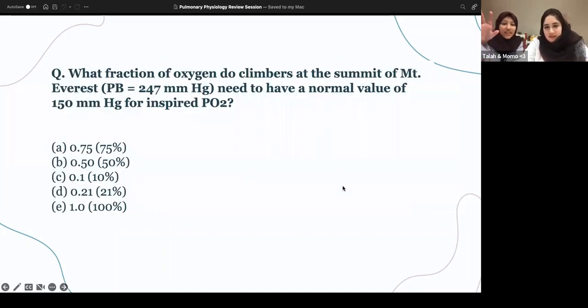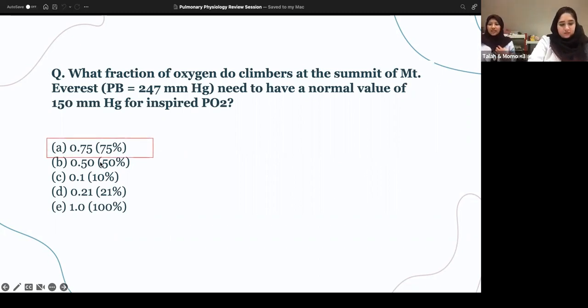Did you guys get it? It's just applying the formula, but you want to find the fraction. And when they say it's not sea level, it won't be 0.21. I hope that was clear. Shall we move on, or do you have any questions?